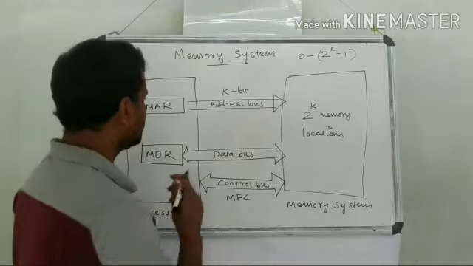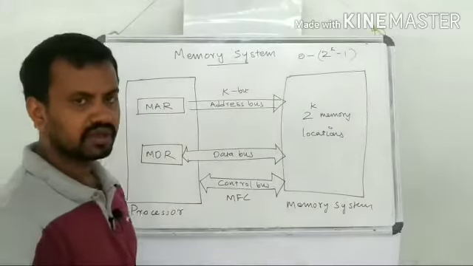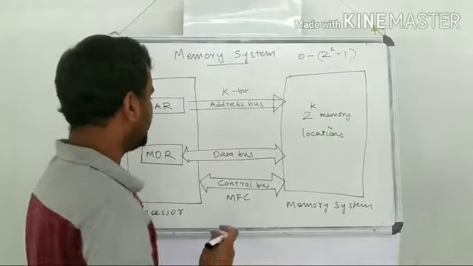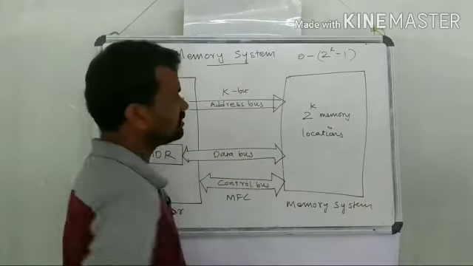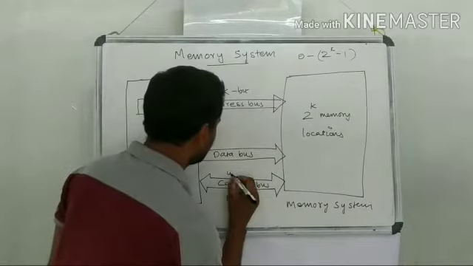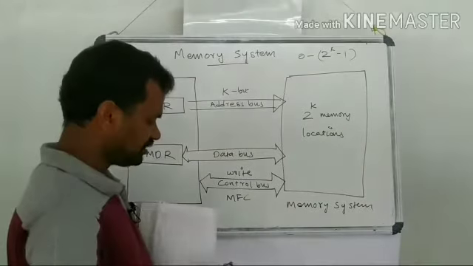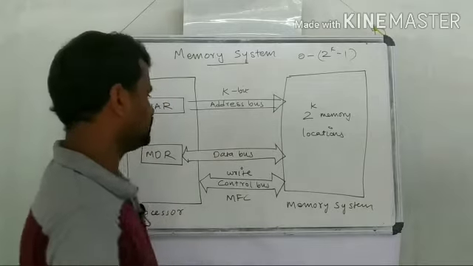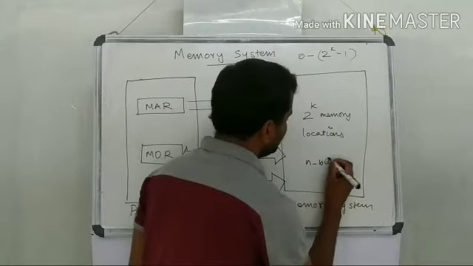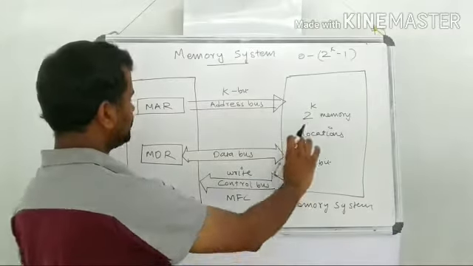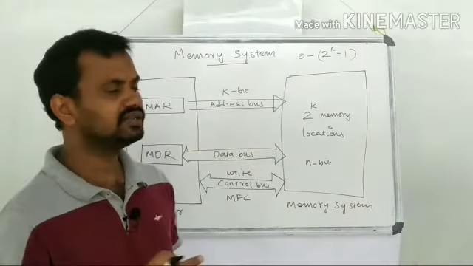Similarly, in the case of a write operation, the address will be placed in the MAR register, that will be available through the address bus, and reach the memory system. Then the memory will enable the corresponding location. Then data will be placed in the memory data register, go through the data bus, and reach the memory system. And a write signal will be issued on the control bus, so the data will be written to the memory system. Assume that this is an n bit wide memory, so the data read will be n bits, and that will be passed through the data bus. So this is about how the processor is interconnected with the memory.